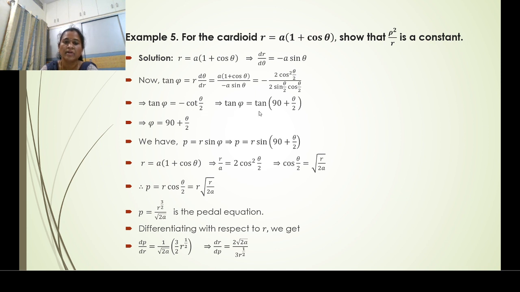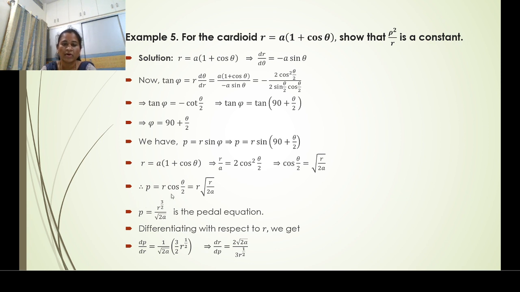Tan psi is equal to tan of 90 plus theta by 2. 90 plus theta by 2 becomes minus cot. Okay, so then angle psi is equal to 90 plus theta by 2. Again we move on to the formula: p is equal to r sin psi. P is equal to r sin, what is the angle? We get the angle 90 plus theta by 2. Then the cardioid equation is r is equal to a into 1 plus cos theta. This can be modified as r by a is equal to 1 plus cos theta, which can be written as 2 cos square theta by 2. Then cos theta by 2 is square root of r by 2a.